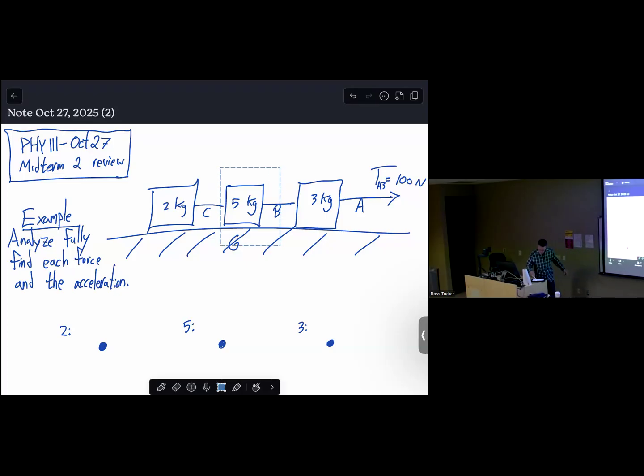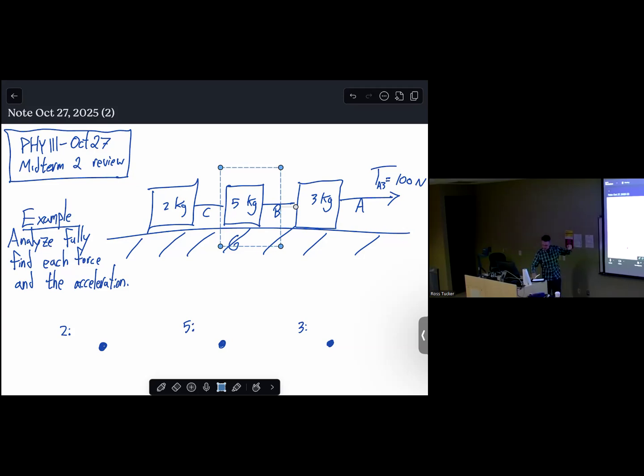Now I draw a dotted line around, and the things that pass through the dotted line are the ground touches, rope B, and rope C touch. So the correct answer, I would say, is B, C, E, G. Most of you got that. No, vast majority got that.